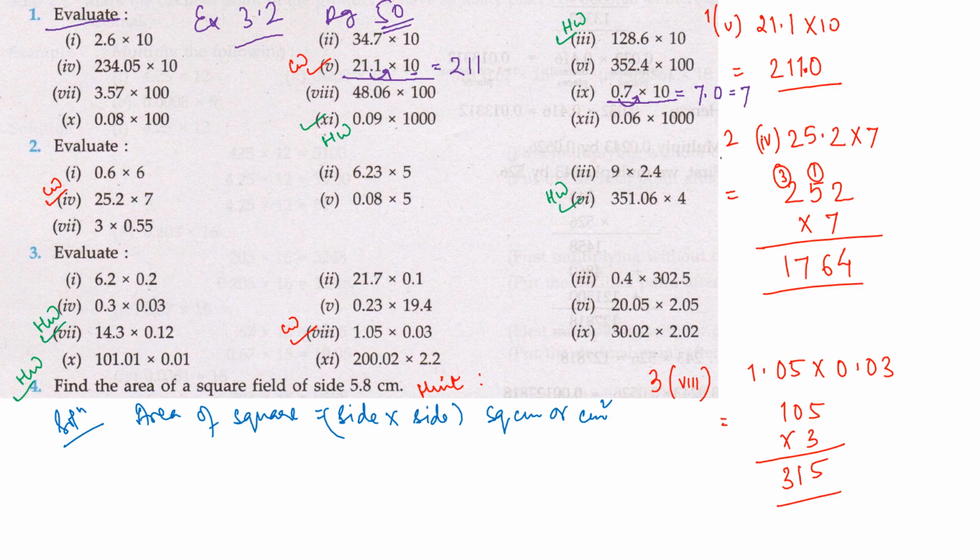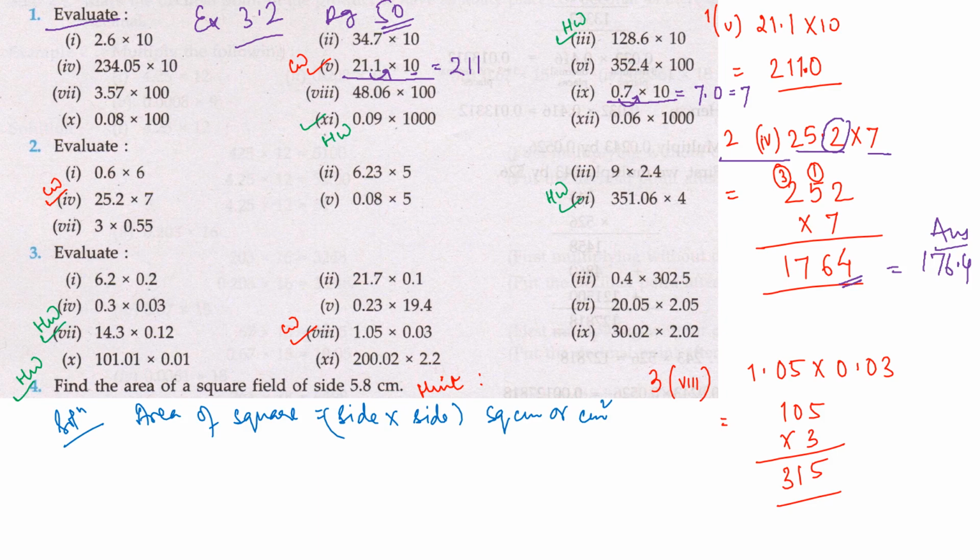Okay. Let us see question number 2, fourth part. 25.2 into 7. So ignoring the decimal, we multiplied. We got 1764. Now how many decimal places were there? 1. So from the back, we will count 1 digit and the answer will be 176.4. That is the answer.